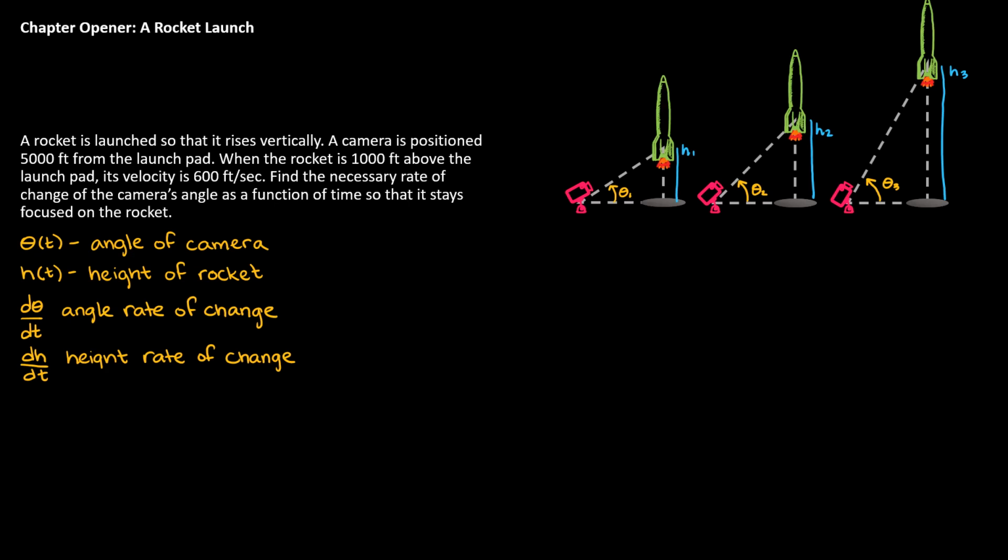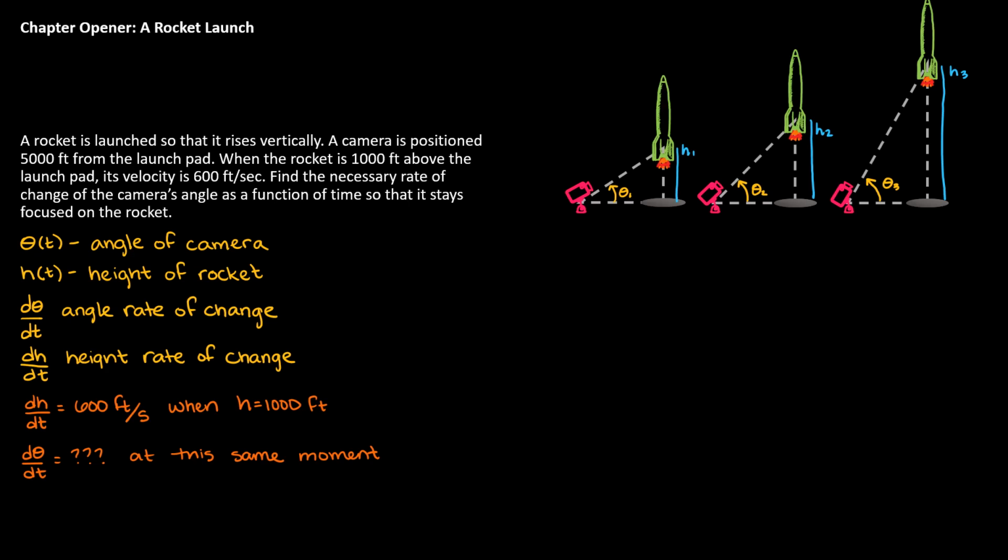Now that rate of change is going to be related to how fast the rocket is traveling, its velocity. The given information that we have is that at the moment in time when the rocket is 1,000 feet above the ground, the rate of change, the velocity, of the rocket is 600 feet per second. And it's at that moment in time that we are asked to calculate the rate of change for the angle of the camera, d theta dt.